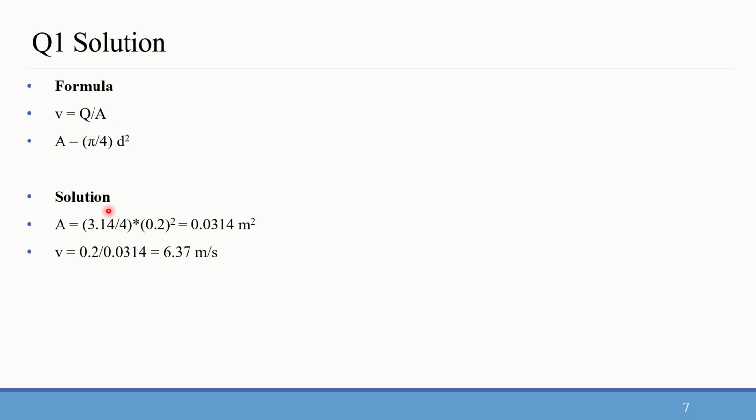And V is Q by A. So Q here is 0.2 meter cube per second. So here 0.2 divided by 0.0314, and that will give us 6.37 meters per second. So V is 6.37 meters per second. I hope the question is clear and also the answer. So now we will go to the next problem.